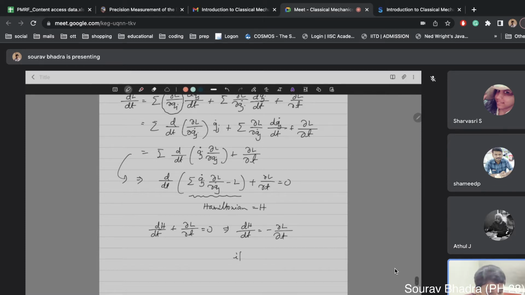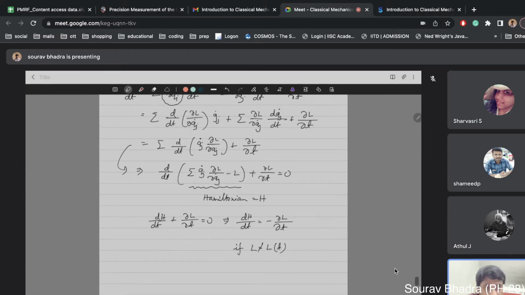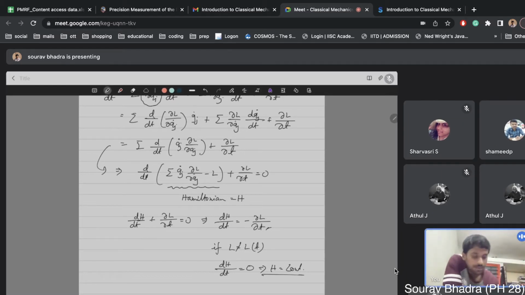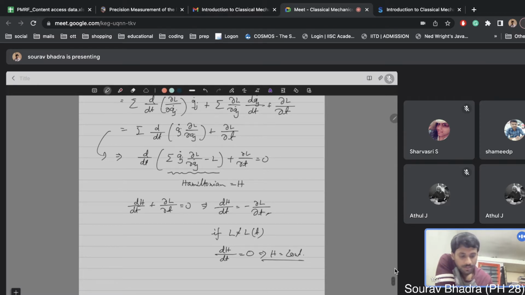Now suppose L is not a function of t. Then this del L del t will be 0 and your dH dt will be equal to 0. That will give you H is a constant. That means if your Lagrangian does not explicitly depend on time, then your Hamiltonian will be a conserved quantity in time. So, remember this is the Hamiltonian.